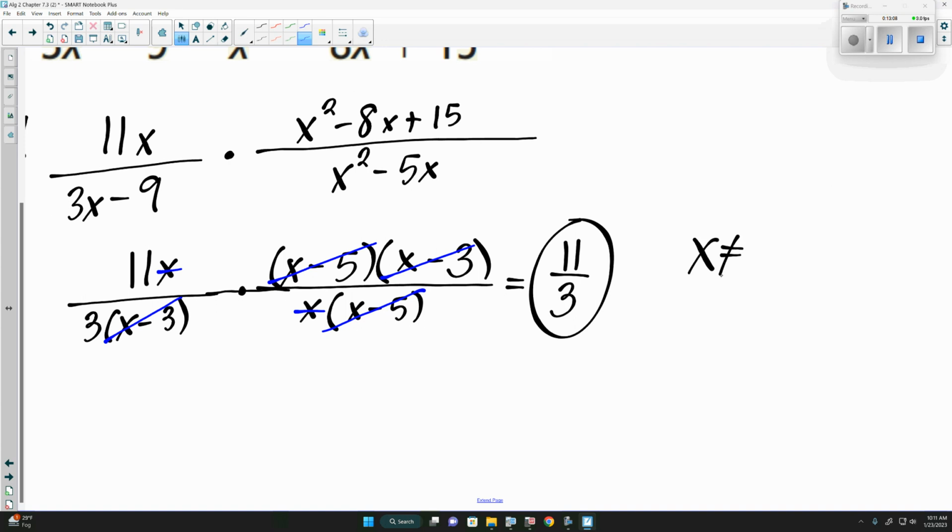Now, if we listed the restrictions for the denominator of the first, well, we can't turn the 3, the greatest common factor 3, into 0. So we need to see what will make x minus 3 be 0.